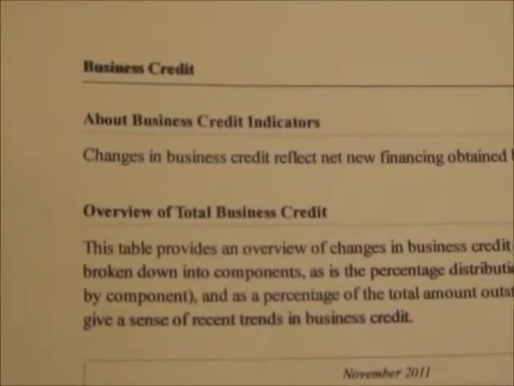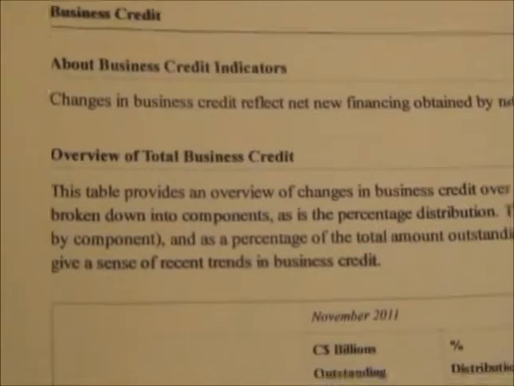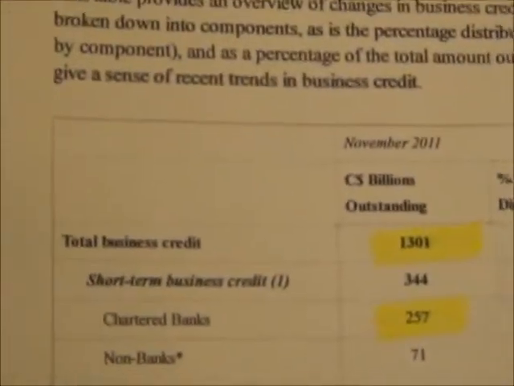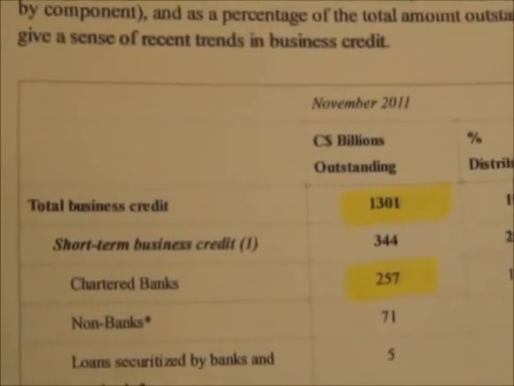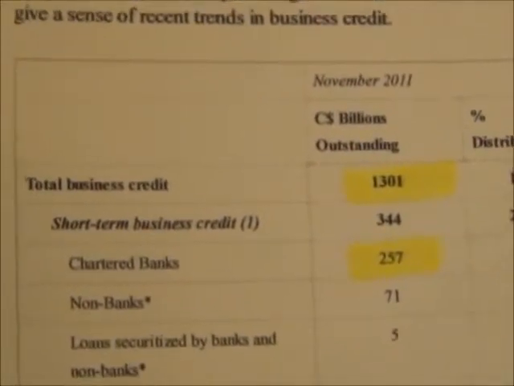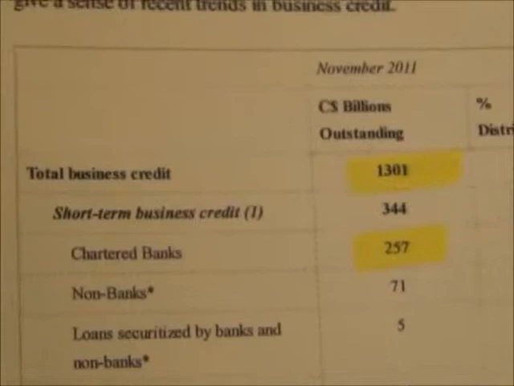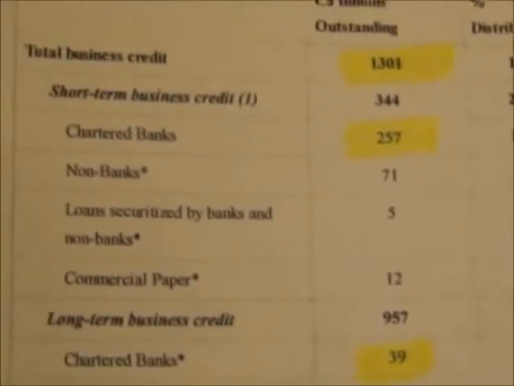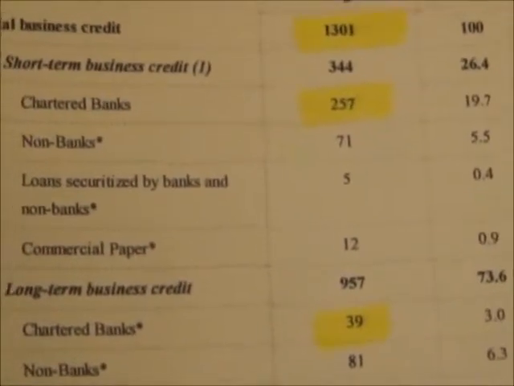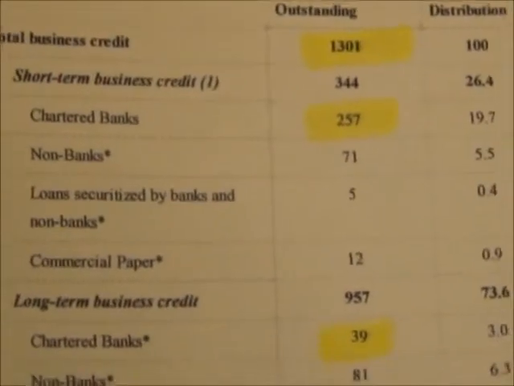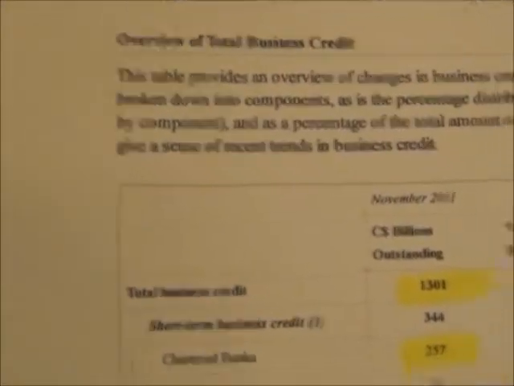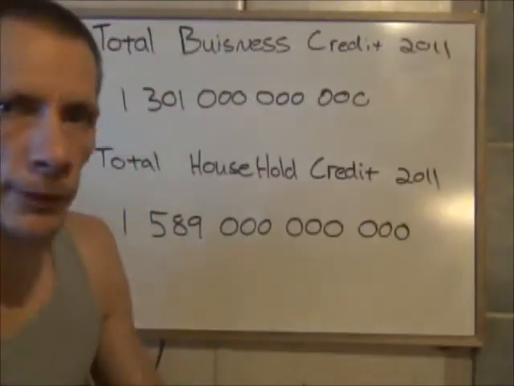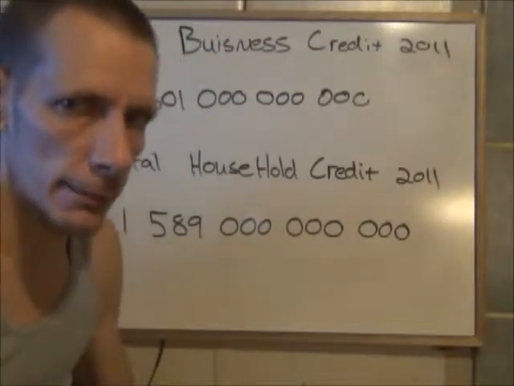This is the total overview of Canada's business credit, November 2011. Total business credit is 1,301 times a billion. Chartered banks have 257 of that. And again, long-term business credit, chartered banks have 39 times a billion of that. So this here is the credit that business has. The information provided by StatsCan.